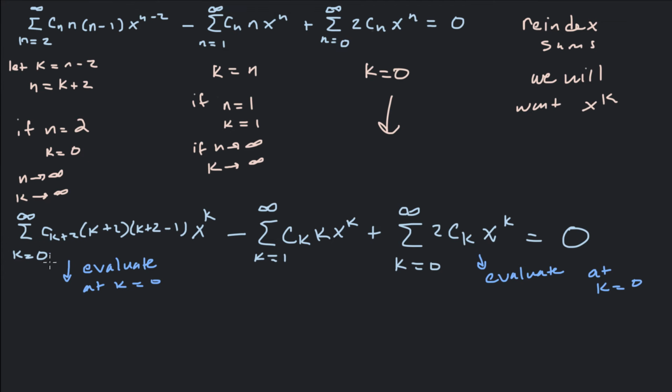So if we evaluate this at k equals 0, we'll get c_2 times 2 times 0 plus 2 minus 1, which is just 1, x to the 0, plus the series k equals 1 to infinity, so that's the rest of this, c_(k plus 2) times k plus 2, we'll just rewrite that as k plus 1, x to the k.